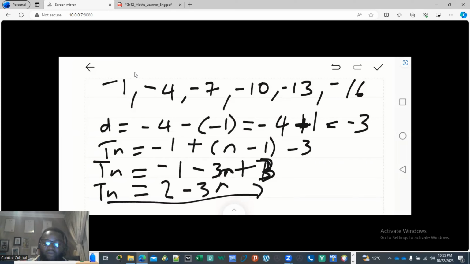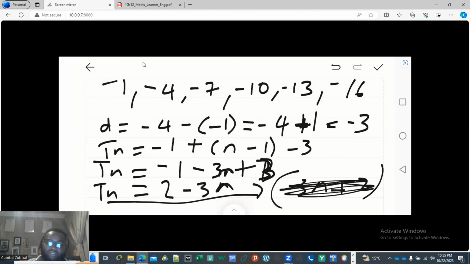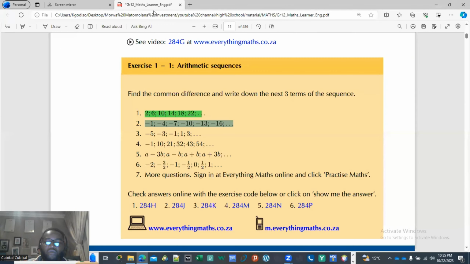It's always good that whenever you write, you shouldn't start your final answer with a negative. So it's good practice for you to write 2, which is positive, minus 3n, instead of saying minus 3n plus 2. Still fine, you can keep it as 2 minus 3n. That is very sufficient. And then, still part of the same question, it will require us to get the next three terms.